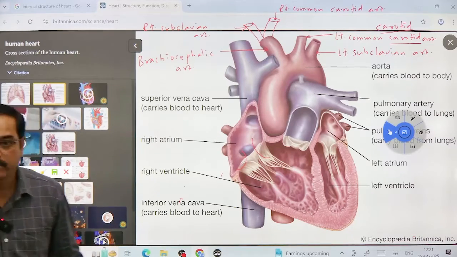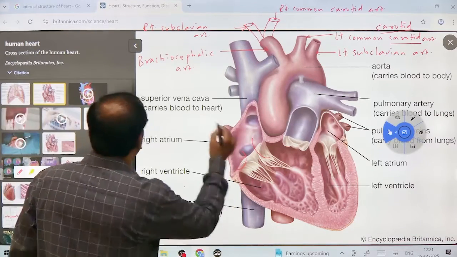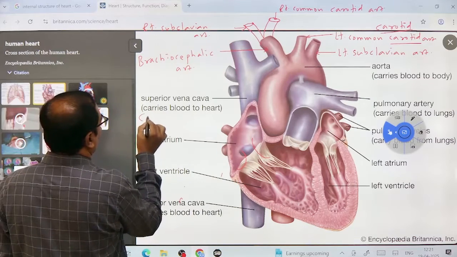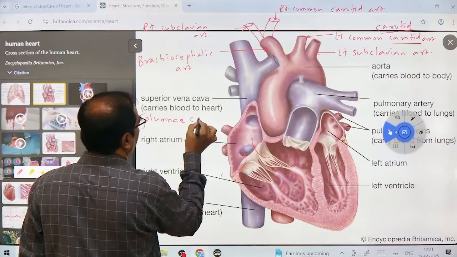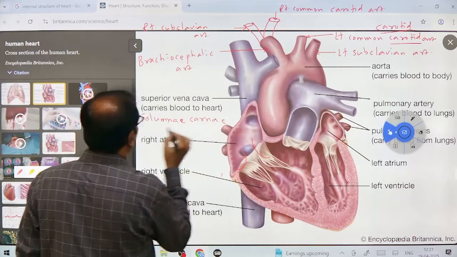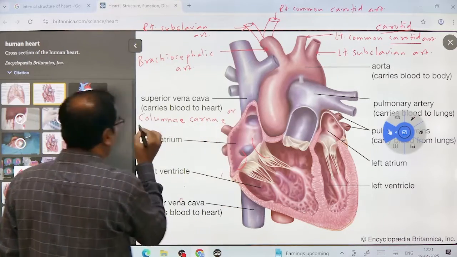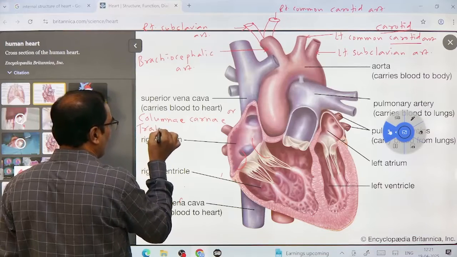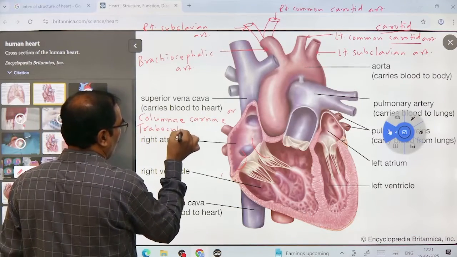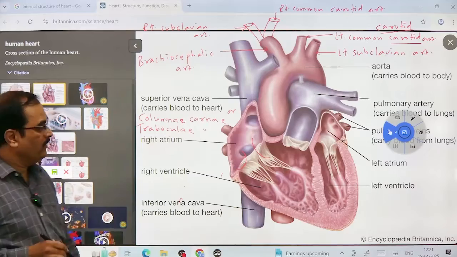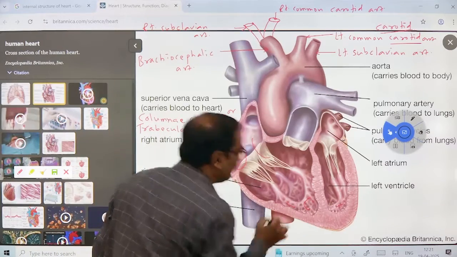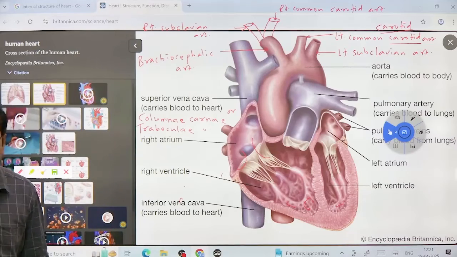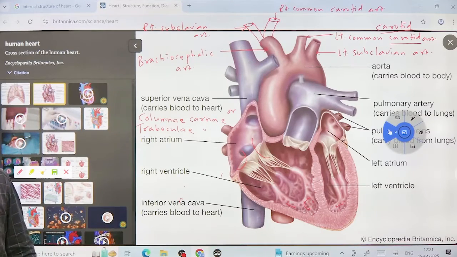Irregular. What is the name? The name is columnae carneae, or trabeculae carneae. This is the irregular part. See this one. All of this is irregular. Actually, we can say depressions.